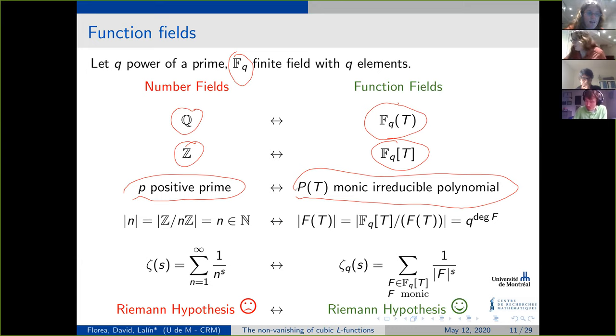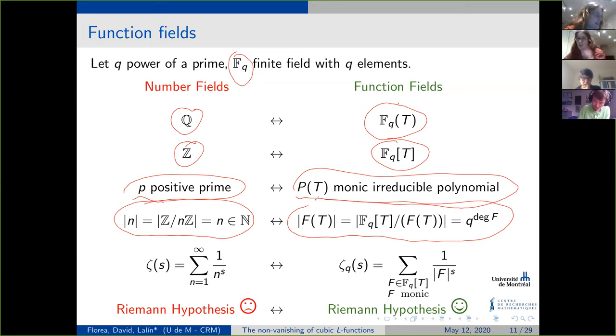You can talk about norm. In the integers, it will be just the absolute value, okay? But it's also defined as the number of elements if you take Z mod N. And with polynomials, you can do exactly the same thing. You can quotient by the ideal generated by the polynomial, and then the number of elements is q to the degree of f. So this is going to be the norm of f(T), the norm of this polynomial.